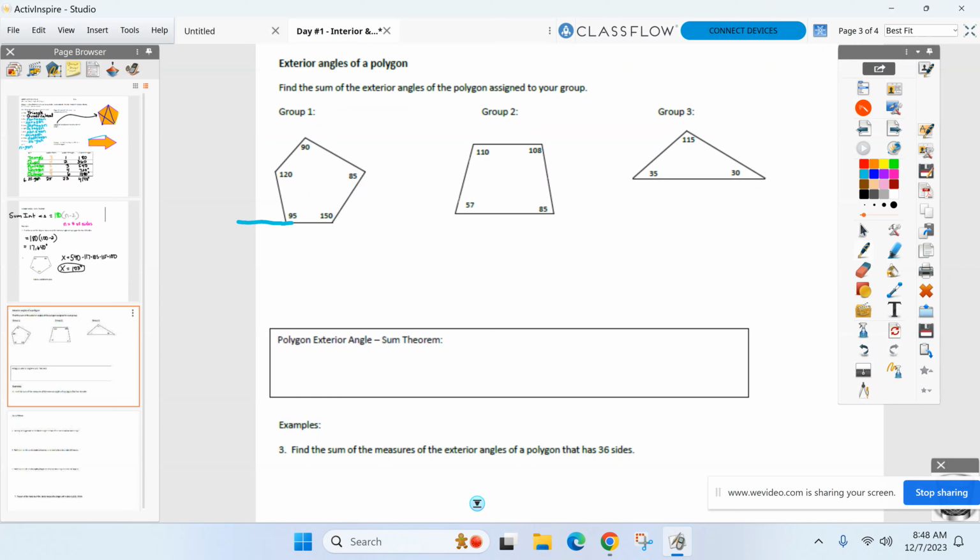Find every exterior angle and add them all up. And make sure you and your group agree on what they all add up to. If your group has 5 interior, you should have 5 exterior. 4 interior, 4 exterior. And add them all up at the end. What do all the exterior angles add up to? Make sure you and your group are in agreement before you tell me. So first find each exterior angle and then add them up.